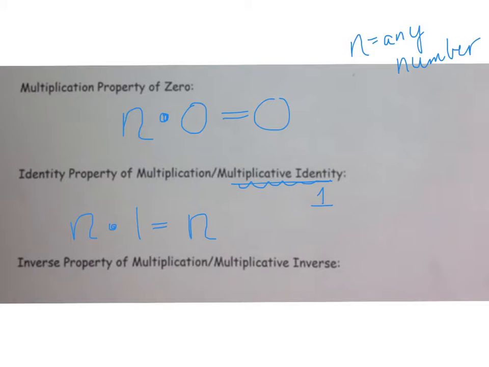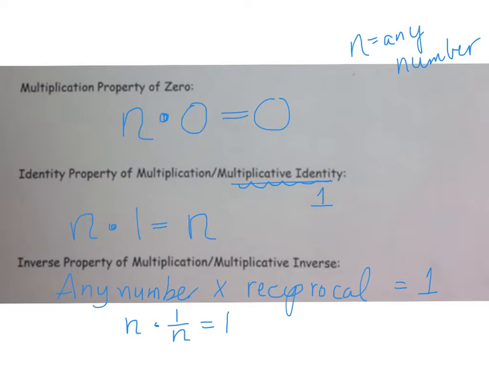And then we have the inverse property of multiplication, or the multiplicative inverse. And that would be any number multiplied by its reciprocal equals 1. So we can write that with algebra like that. And of course I can show that to you because that would be n over n, which equals 1. Moving on, turn the page.